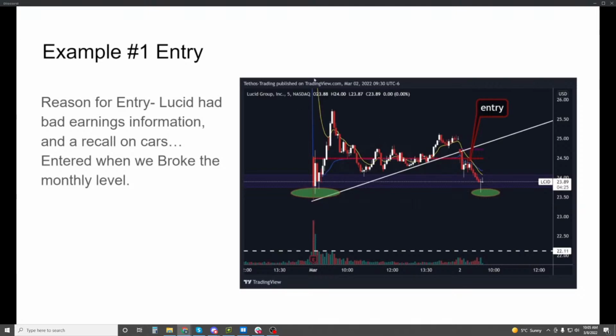So they already had a pretty nasty drop, and I was looking for a continuation to the downside, but I was just waiting for this to play out. They were making higher lows. They broke below, and they broke that monthly. So that's when I started to enter.